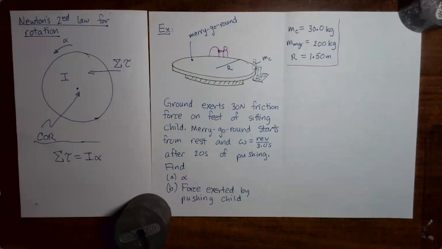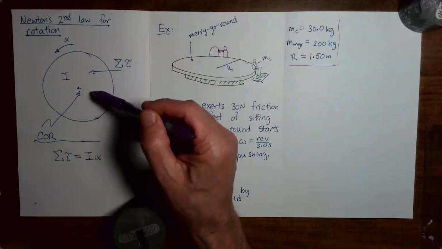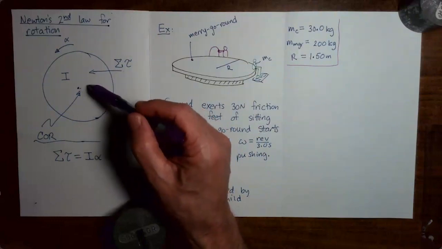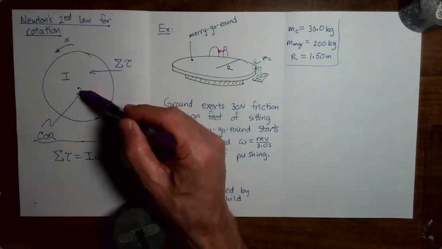In this video, we're going to be solving a second example problem using Newton's second law for rotation. So I'm going to do a quick overview of Newton's second law for rotation, and then we will dive into the example. We have an object that can rotate, and in this case, we're going to say that the object is fixed to rotate about a particular center of rotation.